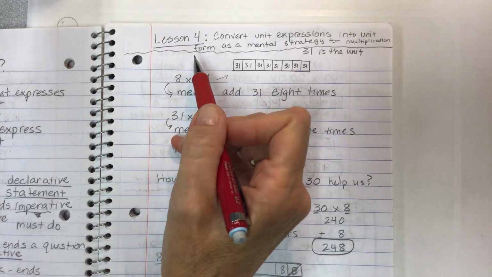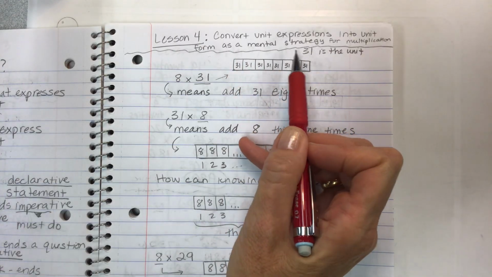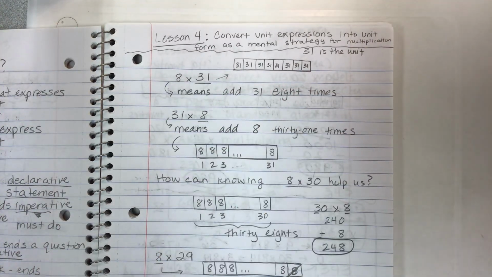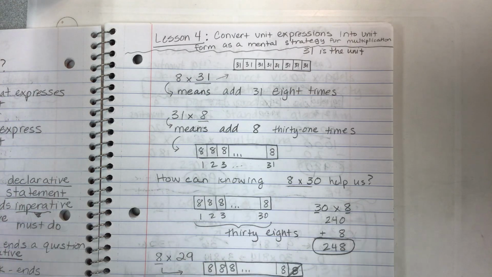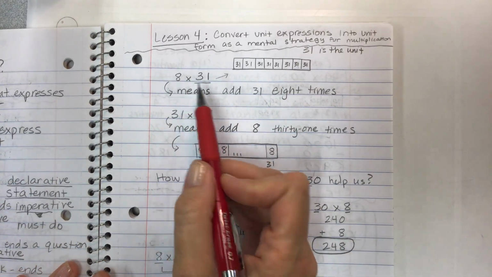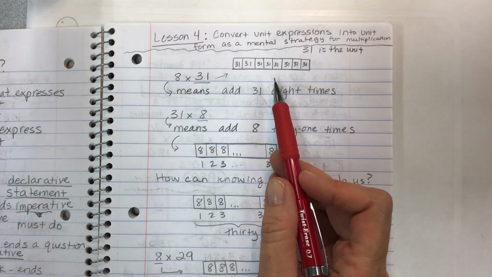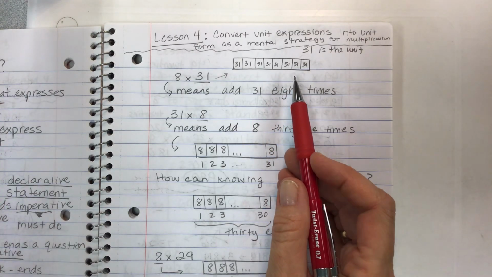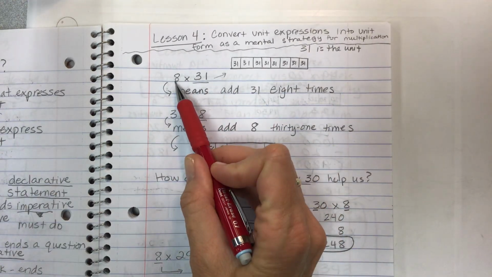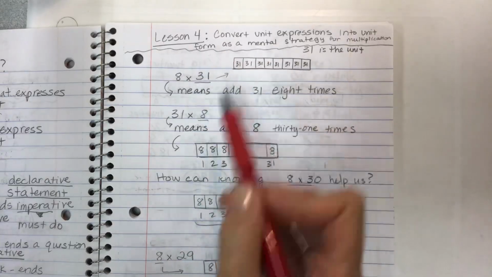This is lesson 4 in module 2, where we are converting unit expressions into unit form as mental strategies for multiplication. This lesson is really important to help us understand better what's happening when you multiply. Some kids are still a little bit fuzzy on what we are doing when we multiply: we're just repeating a number a whole bunch of times. We've been talking recently about repeated addition as a sign that you have multiplication happening. If you understand that, today's lesson is going to be a lot easier, because if I have something that's repeated, how many times it's repeated is the other factor. So that's what we're doing in lesson 4.